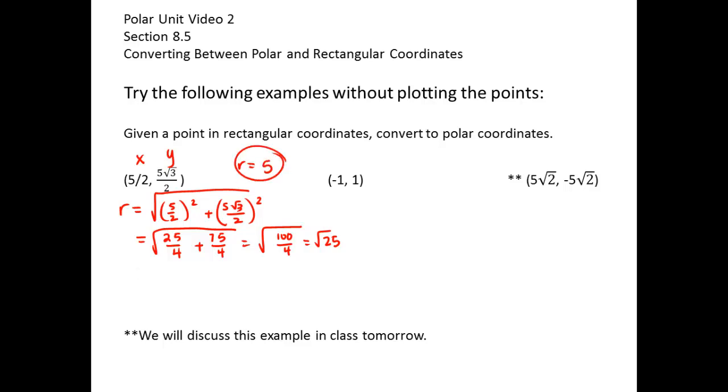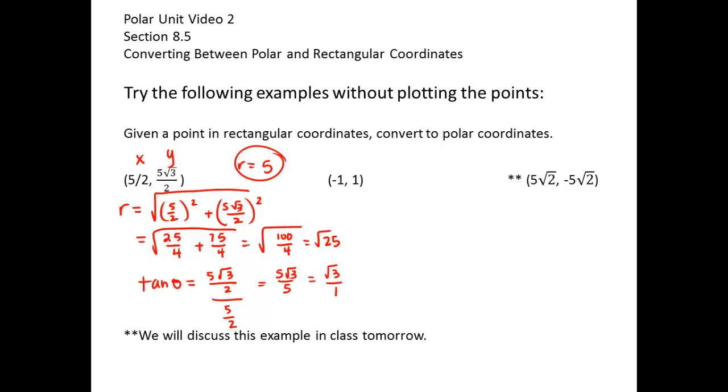The next thing I'm going to do is find out what my tangent is. Tangent of theta will equal the y value over the x value. And we also know that when we have a 2 in the denominator of the numerator and a 2 in the denominator of the denominator, that they will cancel. So this actually looks like 5 root 3 over 5, or root 3 over 1.